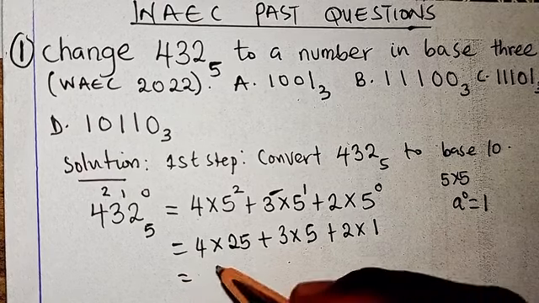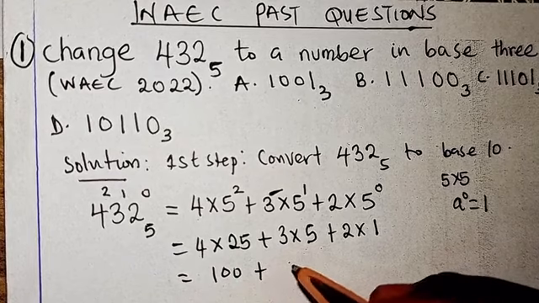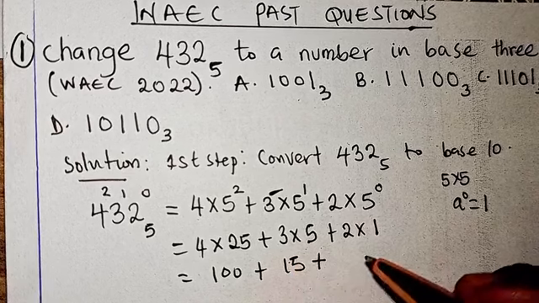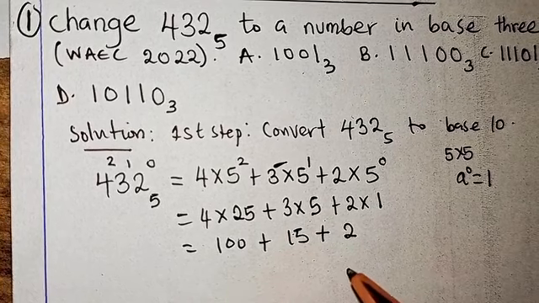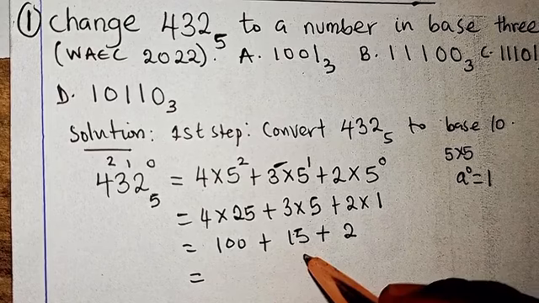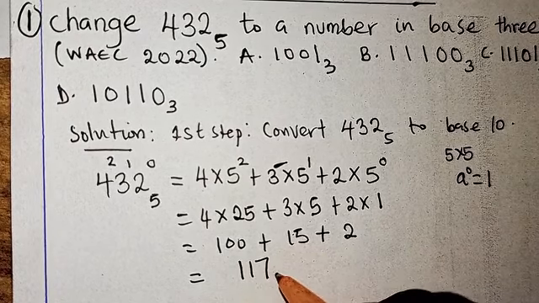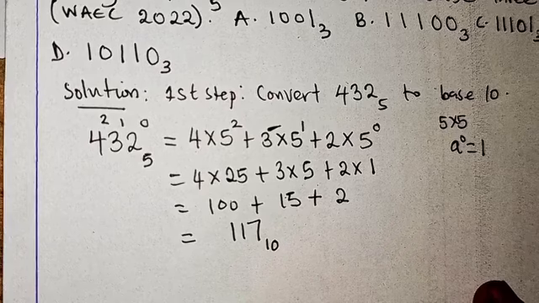So now from here, 4 times 25 gives us 100, plus 3 times 5 gives us 15, plus 2 times 1 gives us 2. Now you add all of this together. 100 plus 15 plus 2, you're going to have 117. That is what it is in base 10. That's the first step.